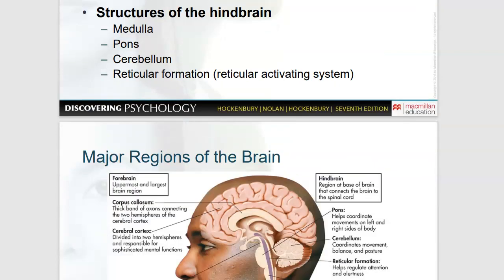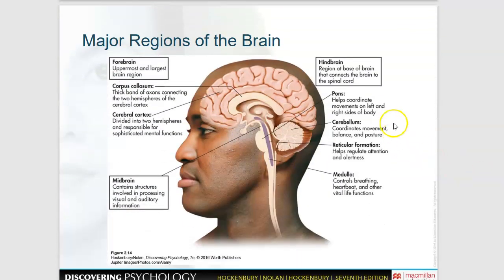So let's move on here so we can see it. Here it really gives you a really good breakdown as far as location and what the areas are responsible for. We just talked about the cerebellum for balance, posture, movement, equilibrium. Medulla: breathing, heartbeat, and other vital life functions, such as swallowing. So please, please, please be familiar with that as well.